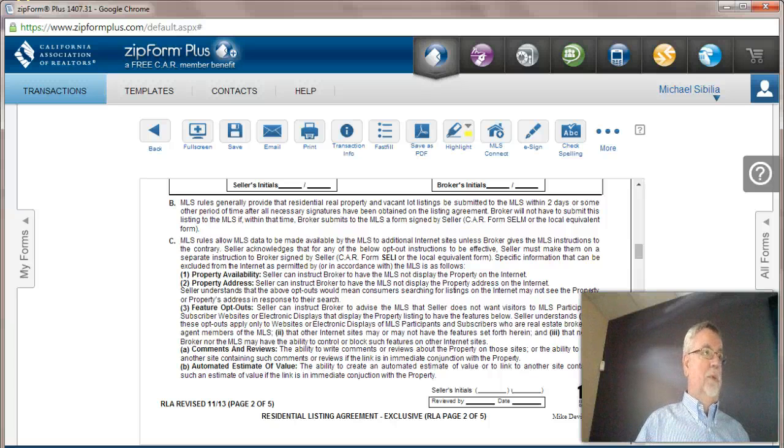But if they don't want their home on the internet, you have to get them to fill out another form that says they don't want it on the internet. If they're not going to put it on the MLS, that's a form. If they're not going to put it on the internet, that's another form.